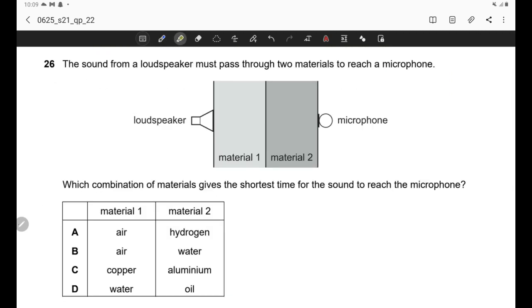Question 26. The sound from a loudspeaker must pass through two materials to reach a microphone. Which combination of the materials gives the shortest time for the sound to reach the microphone? The shortest time for the sound to reach the microphone. So the shortest time means highest speed.